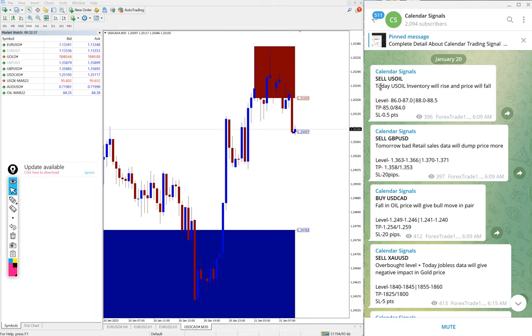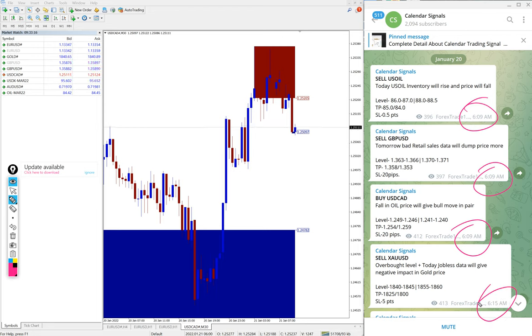And also, whenever we give any script buy or sell, we also give the reason why we gave it. For example, here sell US oil. And why did we give sell US oil? Today oil inventory will rise, which means the reserve stock will be more, so the demand will be less, so price will fall. That is what we predict here. Then GBPUSD, bad retail sales data will dump the price more. So all these things, we give the reason behind why we gave the pair buy or sell.